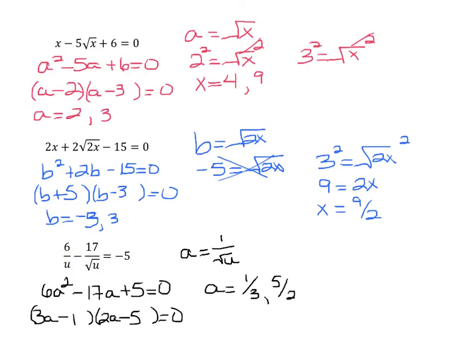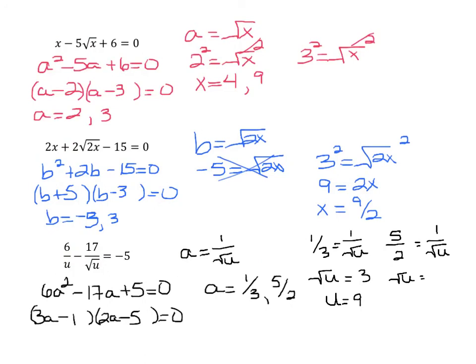So again, I then can say, well, 1/3 has to equal 1 over the square root of u. If I cross multiply this, I get the square root of u is equal to 3. Square both sides, u is equal to 9. I also have that 5/2 is equal to 1 over the square root of u. Again, cross multiply, or essentially I'm taking the reciprocal of both sides. The square root of u is equal to 2/5. Square both sides, u is equal to 4/25.